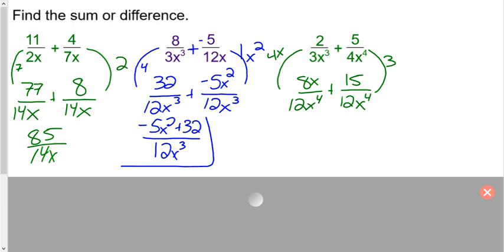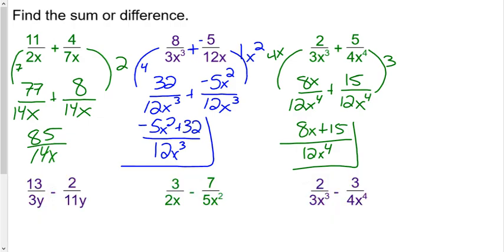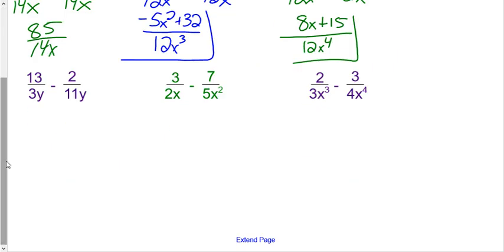And then our last step, 8x plus 15 over our common denominator of 12x to the 4th. Our last check for simplifying, do 8 and 15 have a GCF? It does not, so that means it does not factor further. Please pause the video and try each of these three on your own.